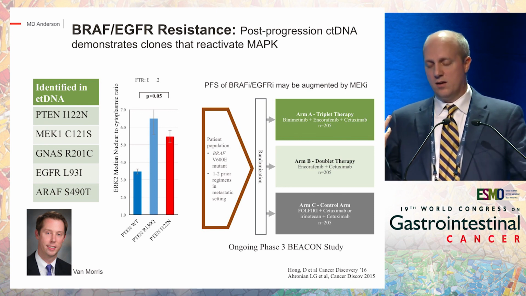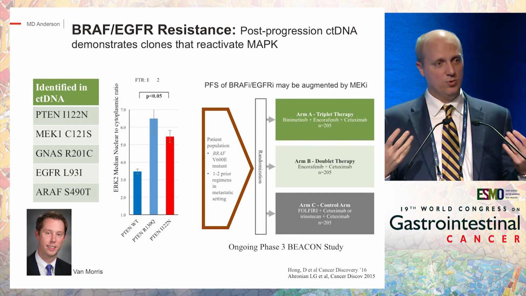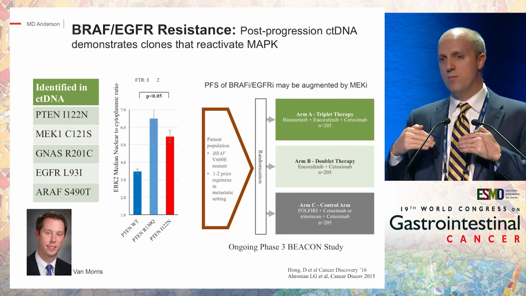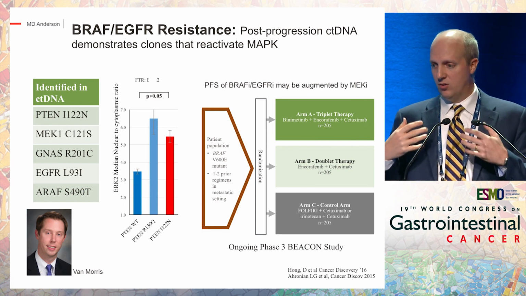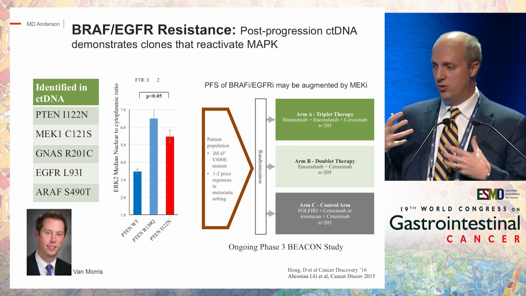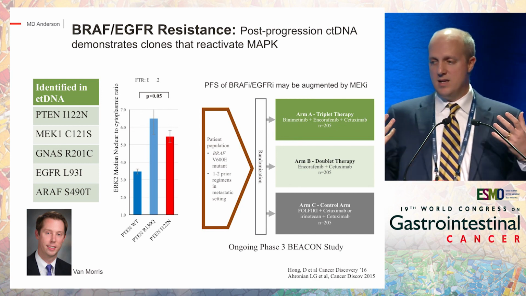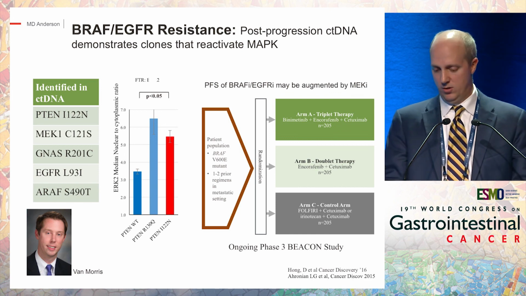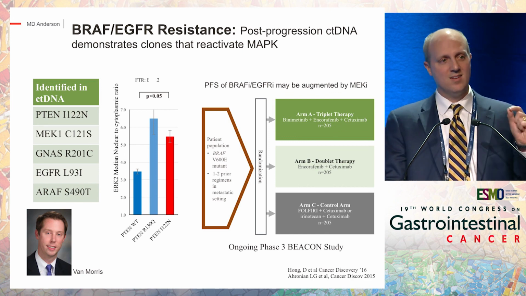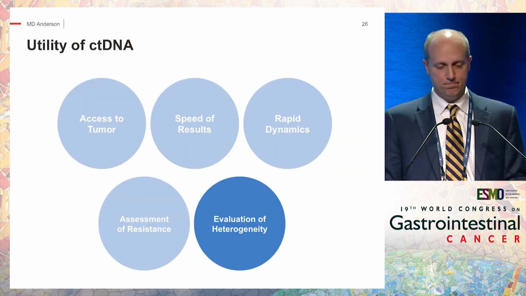And this compilation of all the ctDNA resistance mechanisms all converged back to MAP kinase pathway reactivation. And so as you heard, this is one of the rationales that then led to the ongoing phase 3 BEACON study, with the idea that the BRAF EGFR inhibition may be augmented by additional MEK inhibition. And so I think those are insights that we had from ctDNA that we wouldn't have had otherwise.